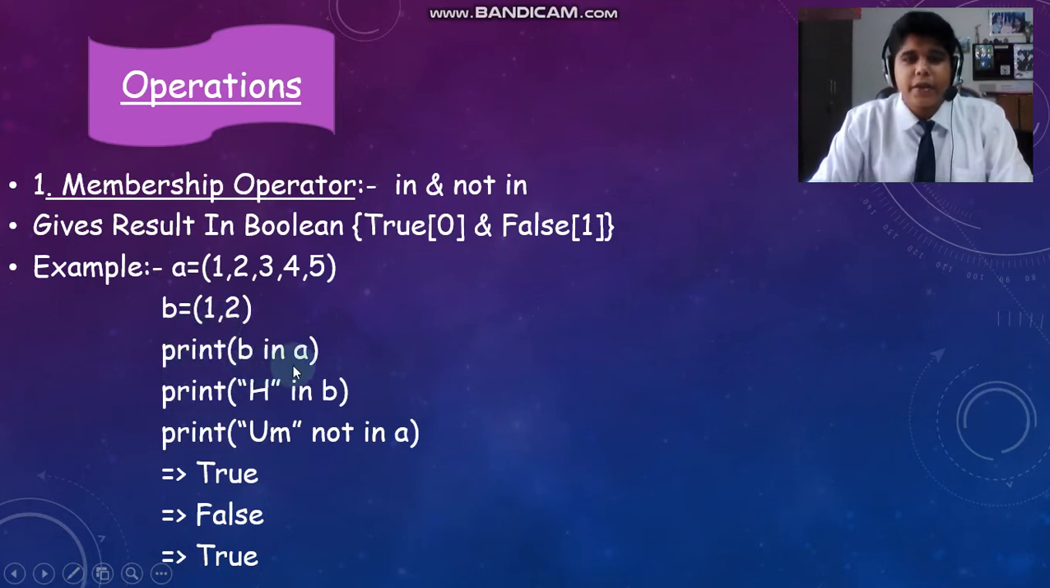Print b in a. So if the elements of tuple b are present in the elements of tuple a, then it prints true. So we have the result here true because 1 2, the elements of b, are in tuple a, that is 1 2. So next we have print capital H in B. No, because capital H is not present in tuple B, so it will print false.